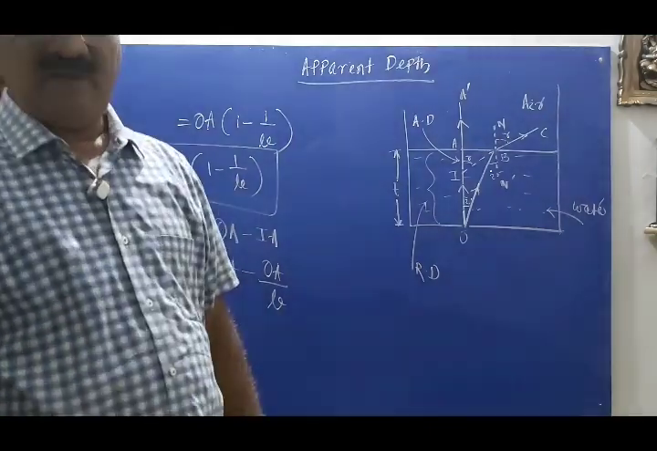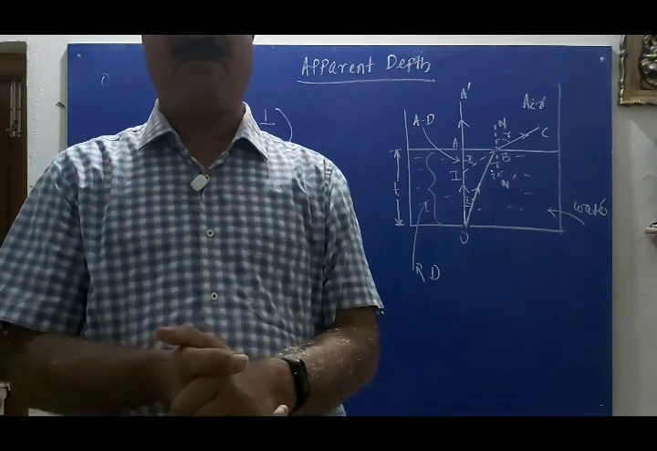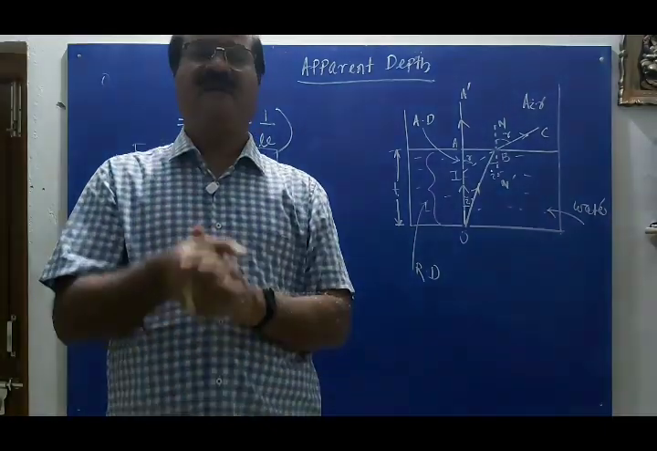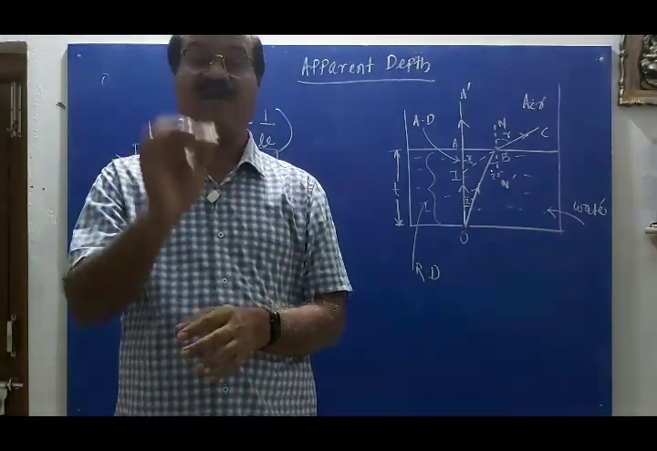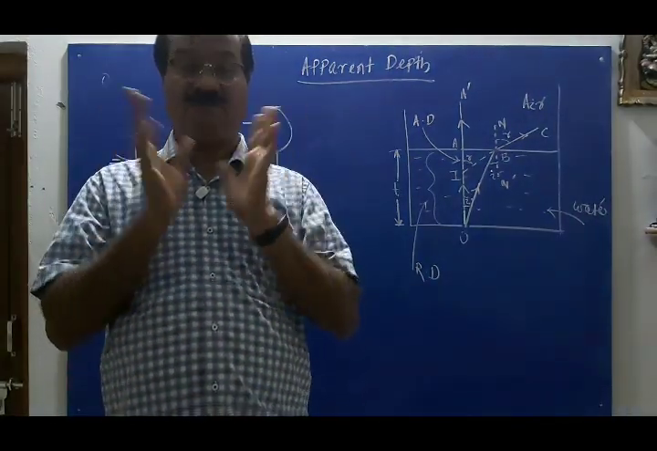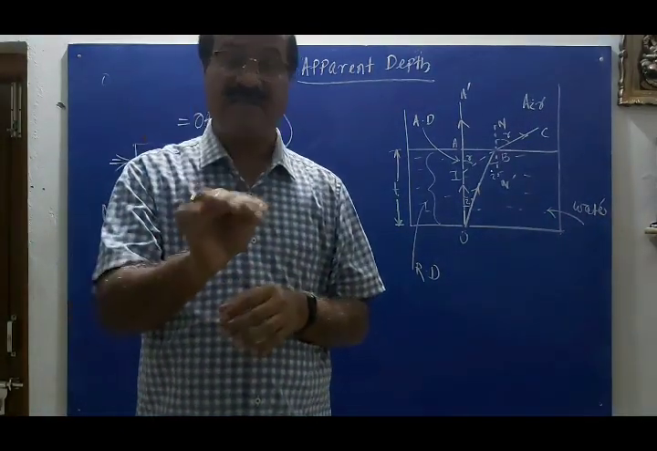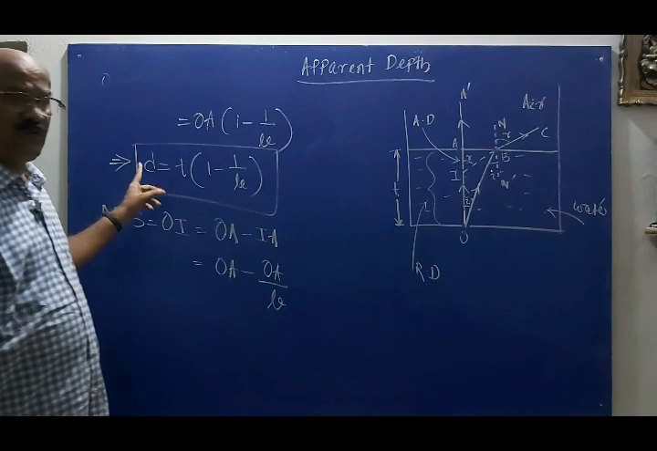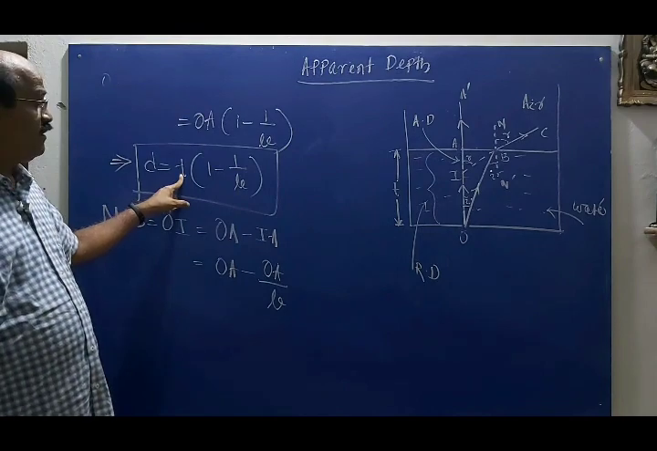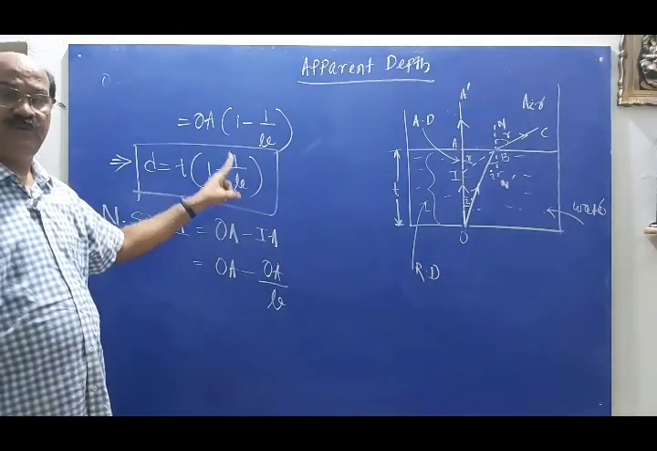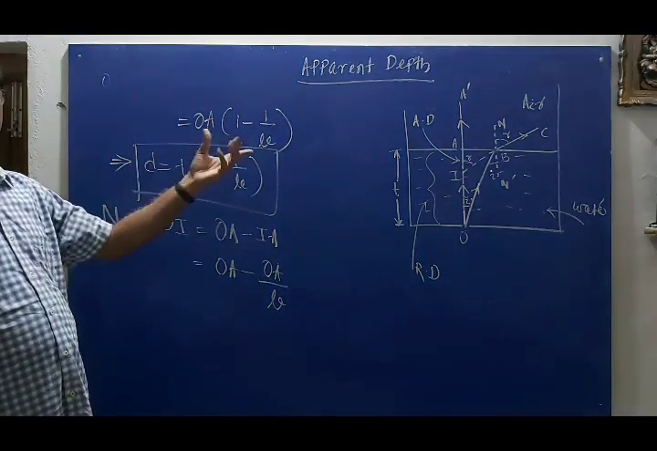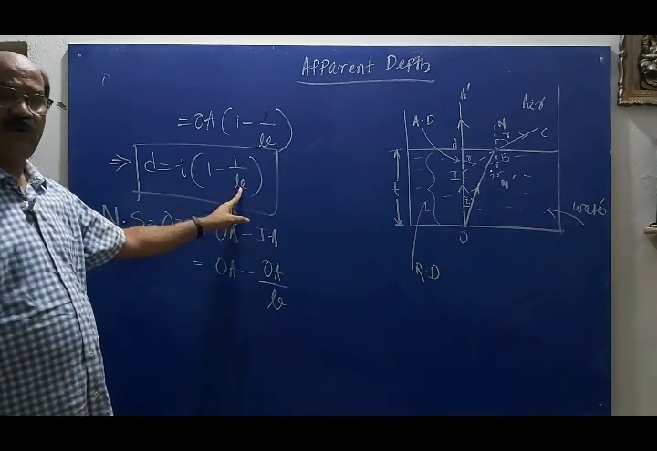So we have two formulas. Due to refraction in a denser medium, the object appears to be raised to some height, which means apparent depth is always smaller than real depth, and apparent depth is real depth divided by the refractive index of the medium. What is the expression for normal shift? Normal shift is d into 1 minus 1 by mu, where d is the thickness of the refractive medium, and mu stands for the refractive index of water with respect to air, or glass with respect to air, that means the absolute refractive index of the medium.